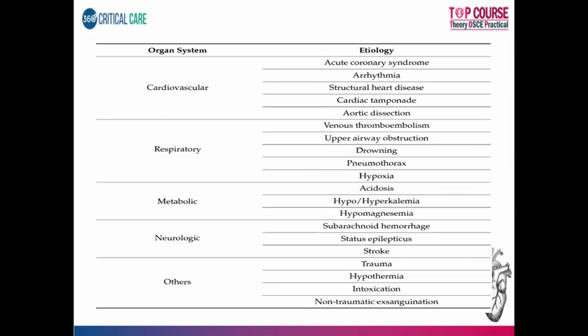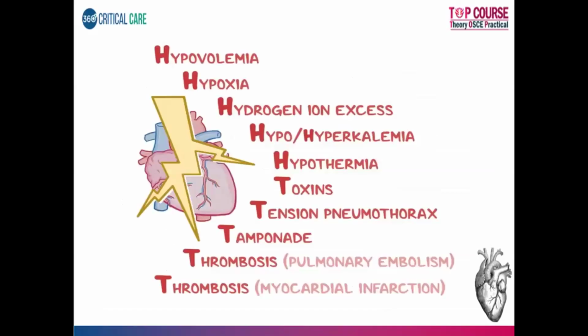Coming to the most common causes, this is system-wise, and this is our famous 5H and 5Ts. So hypovolemia, hypoxia, hydrogen ion excess, hypo or hyperkalemia, and hypothermia. These are the 5H. And our 5Ts are toxins, tension pneumothorax, tamponade, and thrombosis, which could be either pulmonary embolism or myocardial infarction.